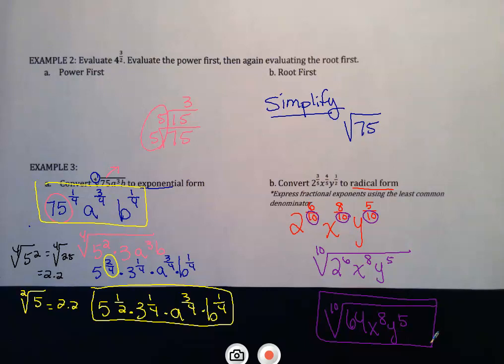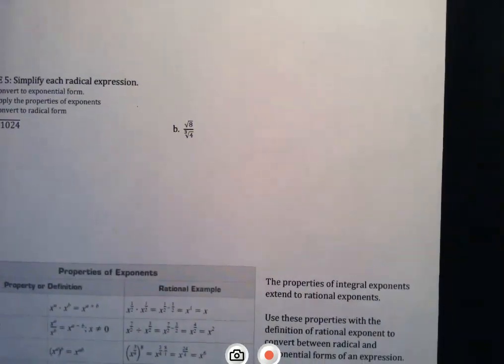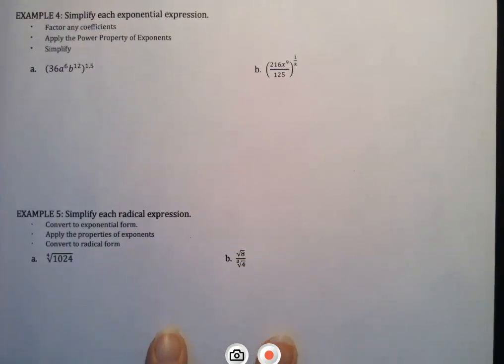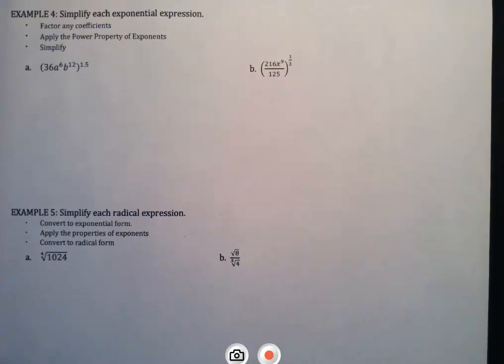And we can't do anything else. You're right. We got it in radical form. Check. This is like a 10th root of 64. There is not. You're good. I don't think we could divide by 2 enough times to get 10. Oh, we can on some of them. Not from 64.